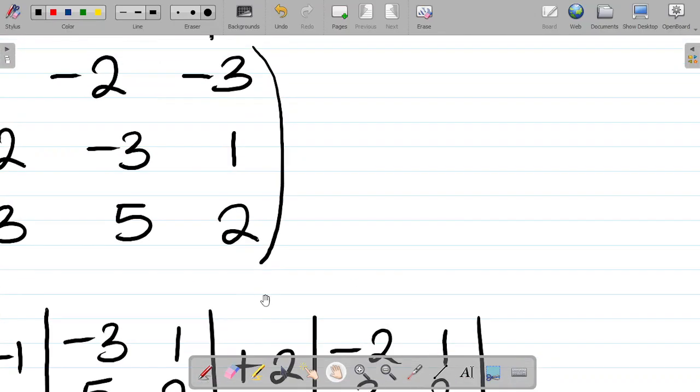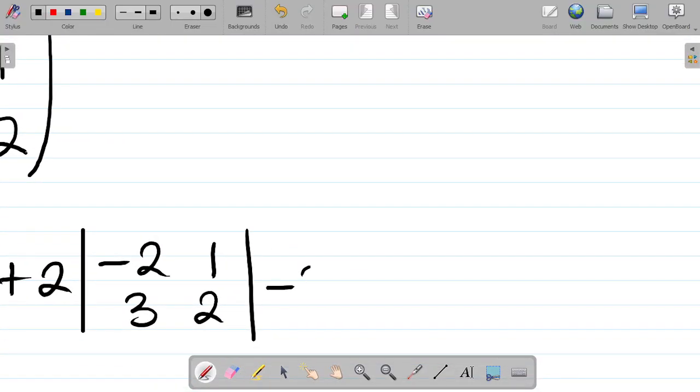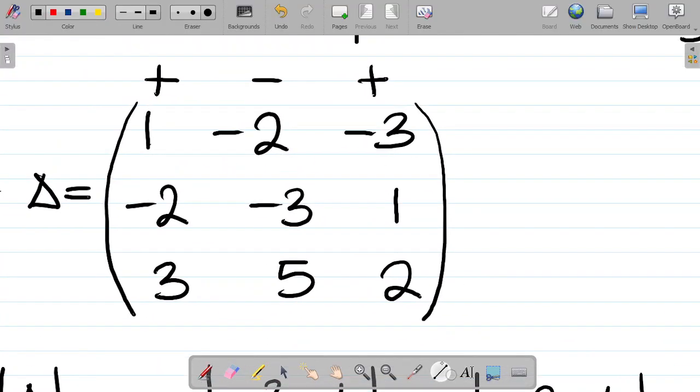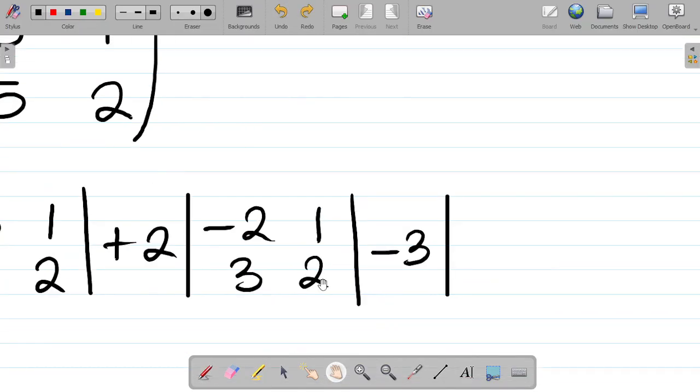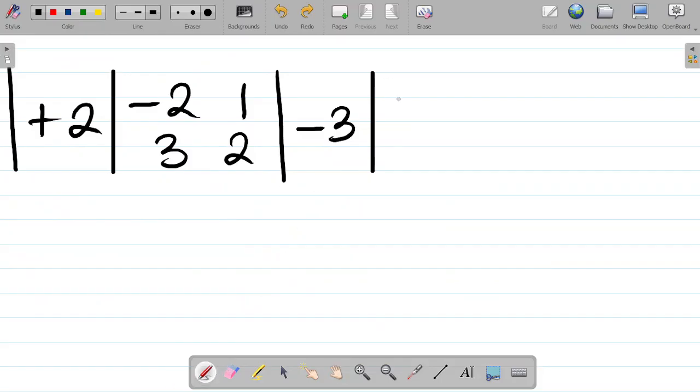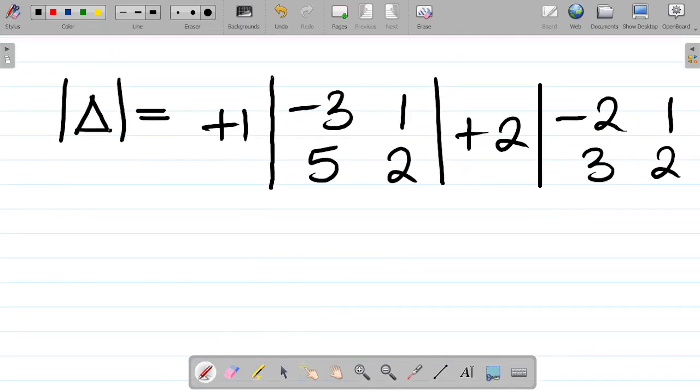That's plus 2. And then finally you have plus minus 3. Plus minus gives you minus 3. So it becomes minus 3 into, what do we have there? For minus 3, again, cover the row of minus 3, that's this. Cover the column of minus 3, that's this. You'd have this as minus 2, minus 3, 3, and 5. Alright, let's take that down. Minus 2, minus 3, 3, and 5. So you have this one here. Alright, so we have this. This is the value of determinant of lambda.